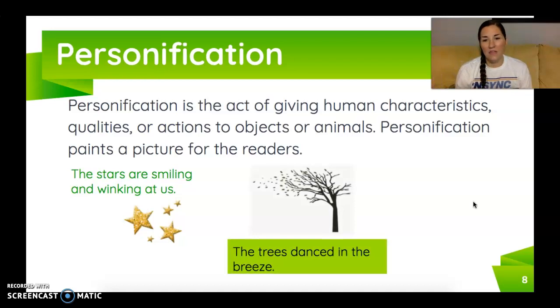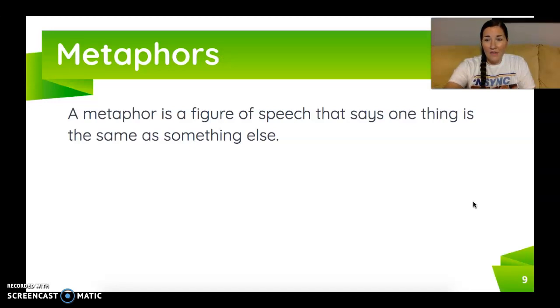Or I might say the trees danced in the breeze. Well, knowing what I know about trees, they aren't really going to dance. They aren't things that can make themselves move. They are living, but they aren't able to move themselves. But if I think about if I was dancing in the breeze and moving around, and I'm watching those branches and leaves, it might look as though they're dancing and moving around because the breeze is making them kind of flow in a way that looks like they're dancing. So that was really quick of that one.